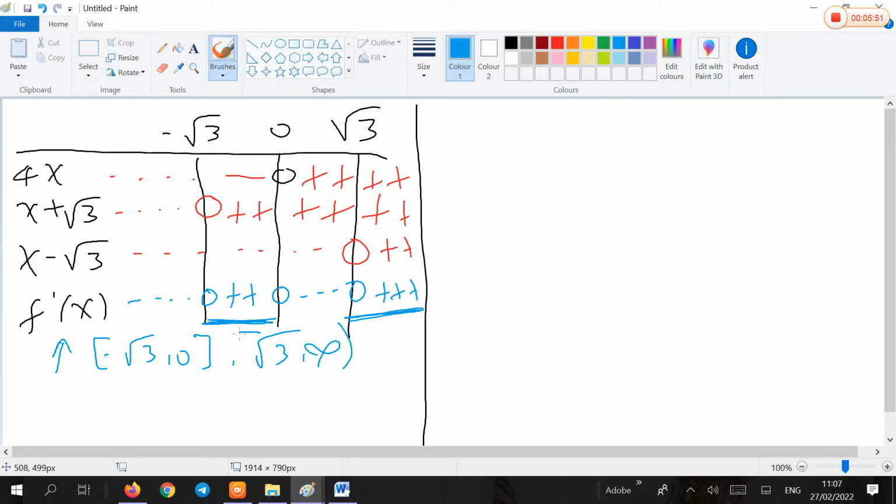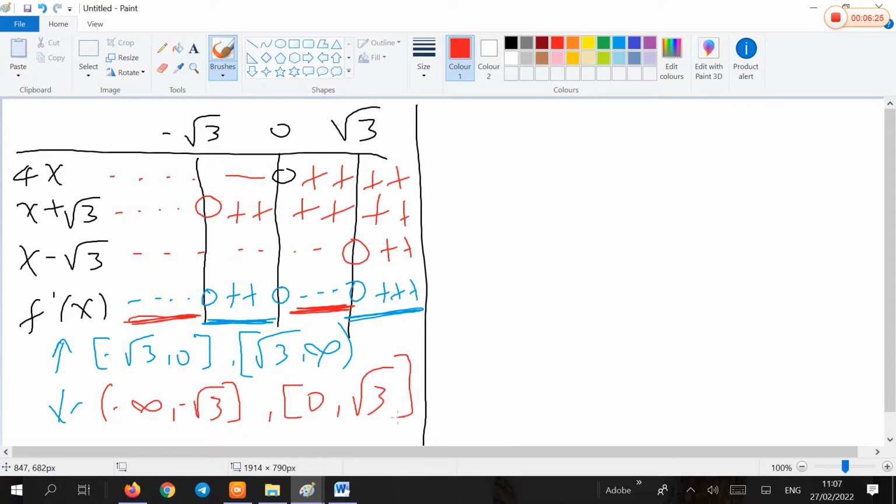The graph is strictly increasing at these intervals, and it's strictly decreasing otherwise. A function is strictly decreasing if the first derivative is less than 0. So the first derivative is less than 0 over here, so that the function is strictly decreasing from negative infinity up to negative square root of 3, and is negative over here from 0 up to square root of 3. The graph is strictly decreasing over the given intervals.